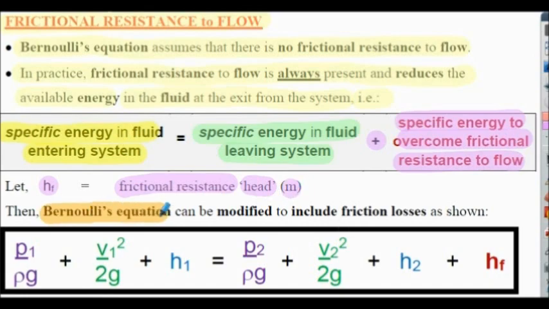So now Bernoulli's equation can be modified to include friction losses. So basically the same equation as before, except now we add the HF term on the right hand side. That's how we're going to account for frictional losses at this level of our study within this presentation.